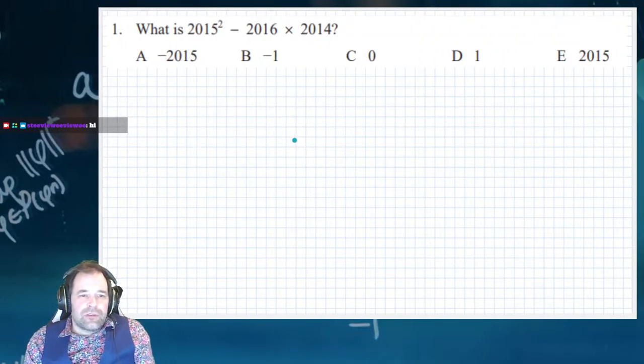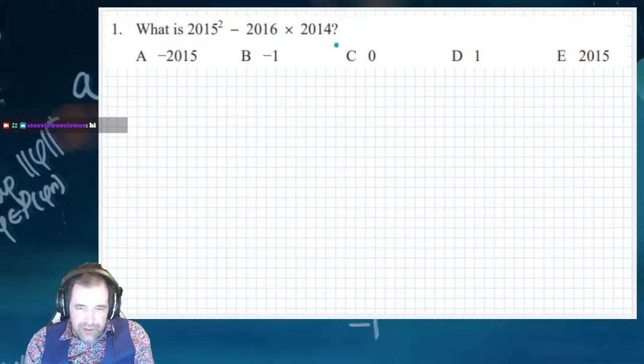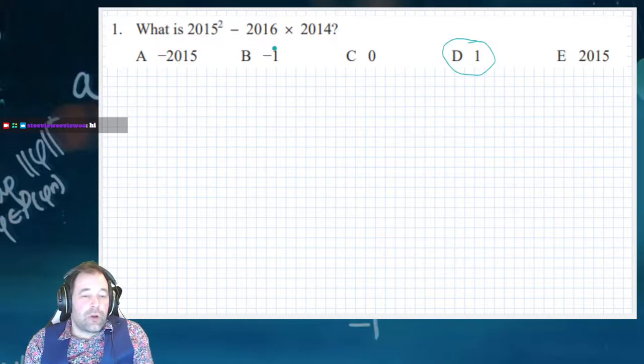Right, question one, what is 2015 squared subtract 2016 times 2014? Well, I just know this one. It's going to be 1, and I'm going to try and explain why. There's a couple of ways of doing it. You could work them out, and that would take time. Generally, there will be a quick way.